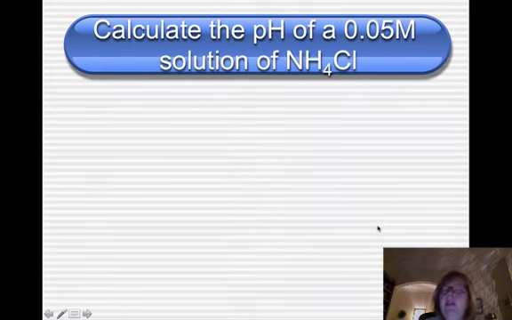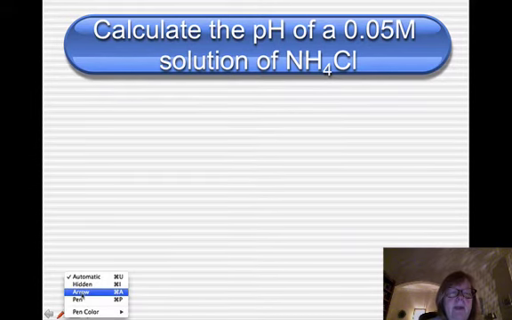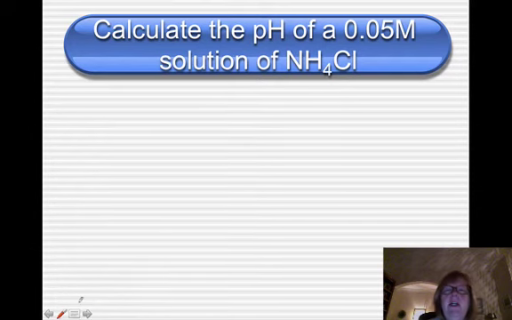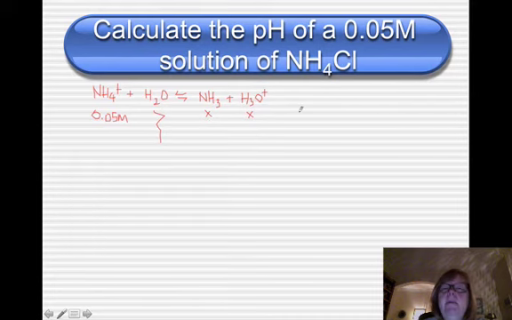So let's go ahead and do that. So we're going to start again with our equilibrium equation of ammonium in water from our last slide. I'm going to write water like this. It's going to form ammonia and hydronium ion. Okay, 0.05 molar, x and x, and nothing. And it's going to be at equilibrium.